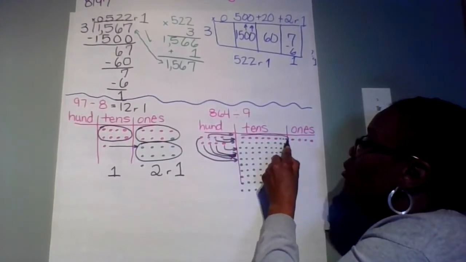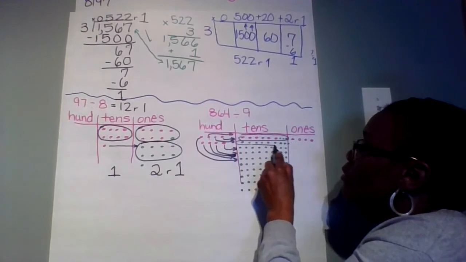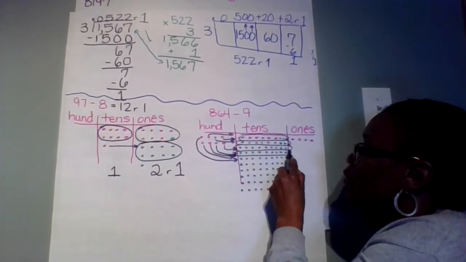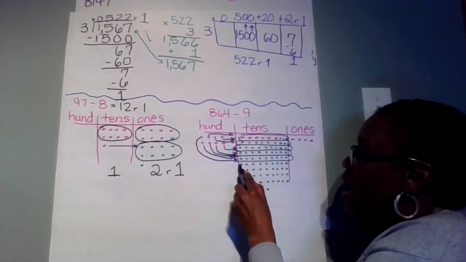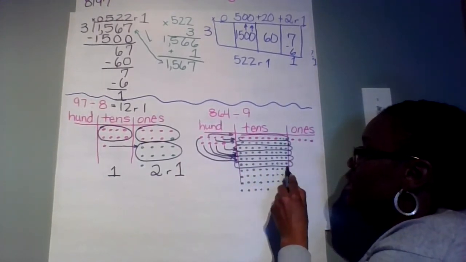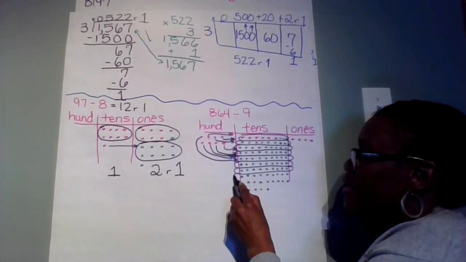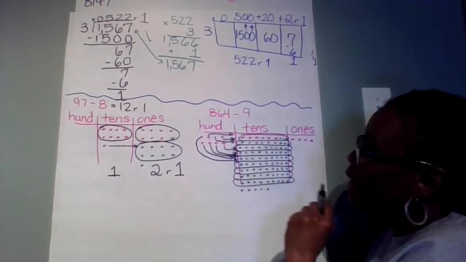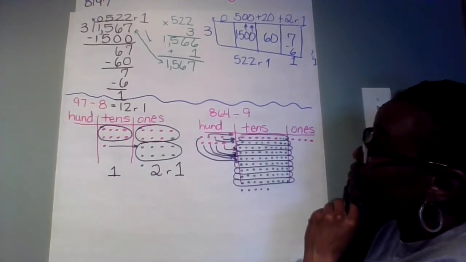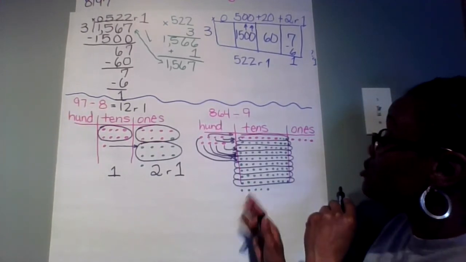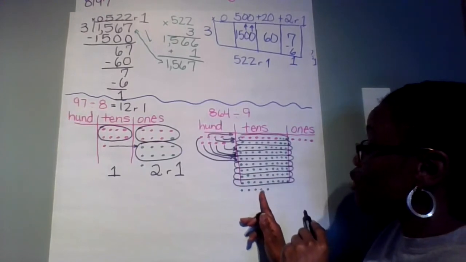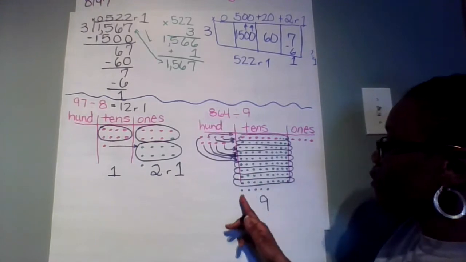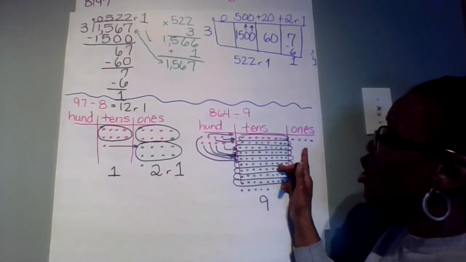So I have one group here, 2, 3, 4, 5, 6, 7, 8, 9. I have 9 groups. And I have 1, 2, 3, 4, 5 left over. So I have 9 here. And now I need to move 50 over here.